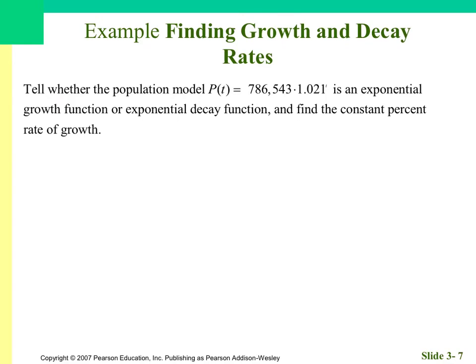Tell whether the population model P of t equals 786,543 times 1.021 to the t is an exponential growth function or exponential decay, and find the constant percent rate of change. So I can identify my initial population is this. If I multiply that by 1.021, is it going to get bigger or smaller? It's going to get bigger. So it's exponential growth.